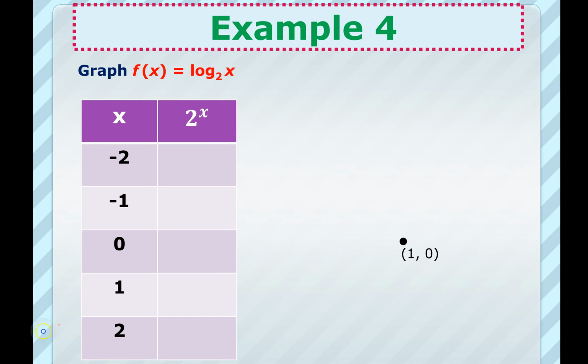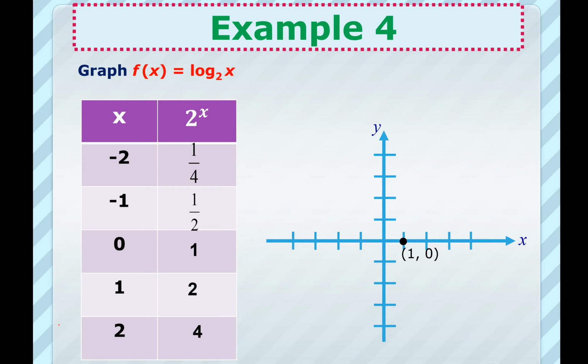Negative 2 to 2. 2 to the negative second is 1 over 2 to the positive second, which is 1/4. 2 to the negative first is 1 over 2 to the positive first, which is 1/2. 2 to the 0 is 1. 2 to the first is 2. 2 to the second is 4. I'm going to plot those points.